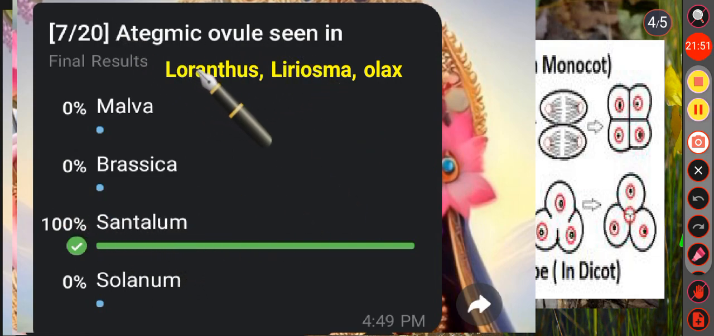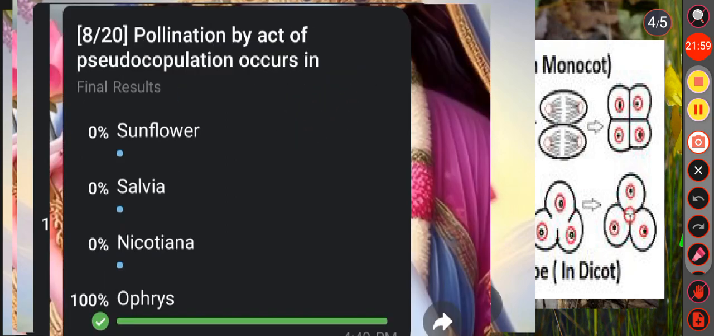You can also remember these three plants like santalum. In this plant ategmic ovule is also present. Then see the next question. Pollination by act of pseudocopulation occurs in option A sunflower, option B salvia, option C nicotiana, option D ophrys. The correct answer is ophrys.